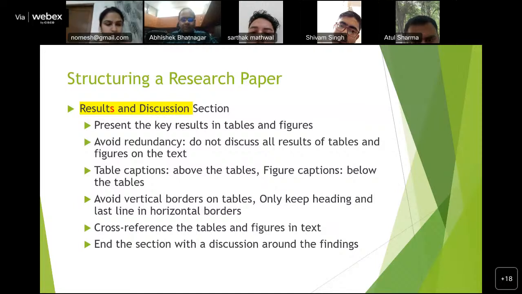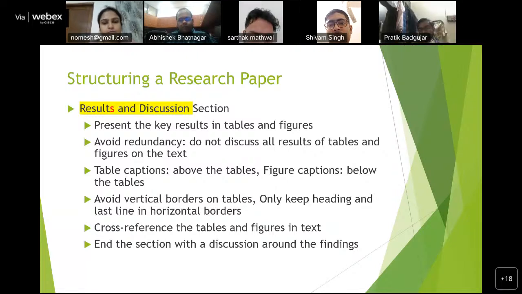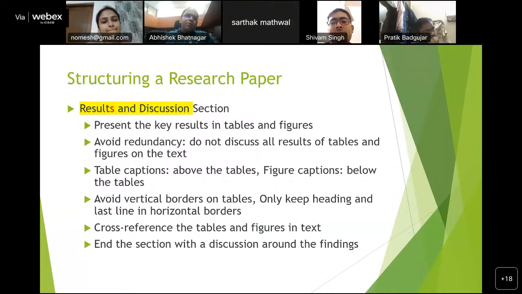Do people know cross-referencing? Hello? Sir, stating in the text why that table or figure is there. Yeah. So cross-referencing is when you say in your text, for example, "Table 3.1 gives this," and when you click on Table 3.1, it should redirect you to Table 3.1.